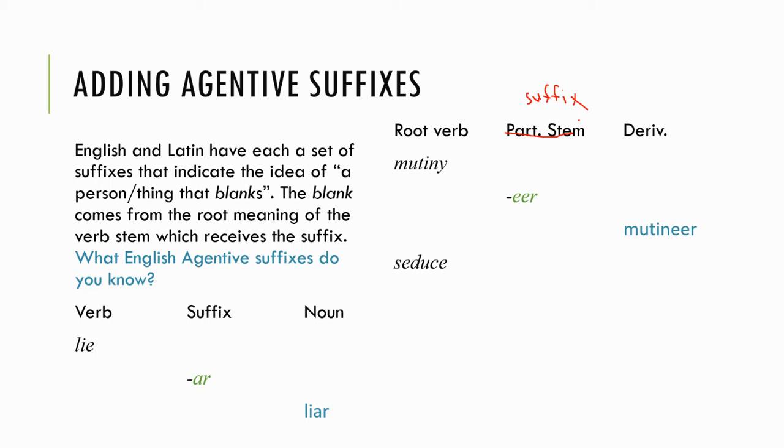So here's one. This is complicated. To seduce means to lead someone away from what they should be doing. So we could say, I was seduced into playing video games rather than doing my Latin homework. Seduce often has a sexual connotation to it. It does not have to. And let's please not go in that direction at this point in time. We can add the suffix er to the stem of seduce and come up with the English noun seducer.